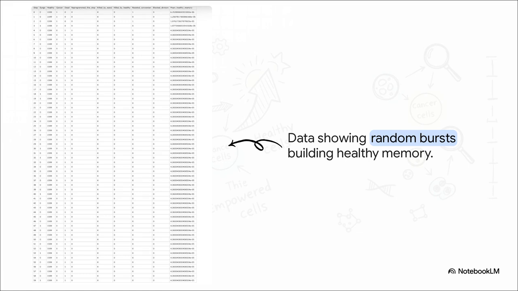room. Whenever that random surge toggles on, look at the mean healthy memory column. It steadily climbs. The chaos introduced to the cancer gave the healthy cells the exact space they needed to adapt, remember, and ultimately stabilize their environment.